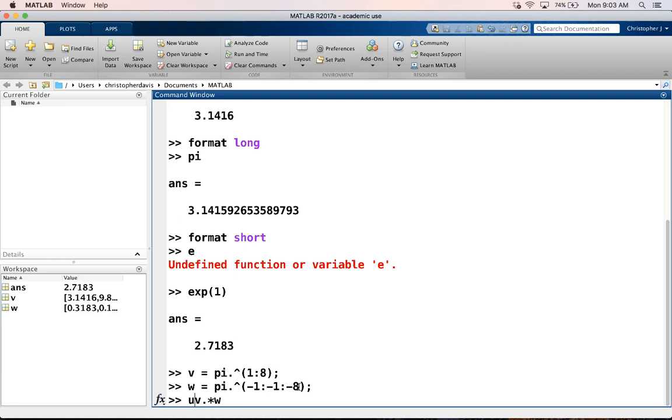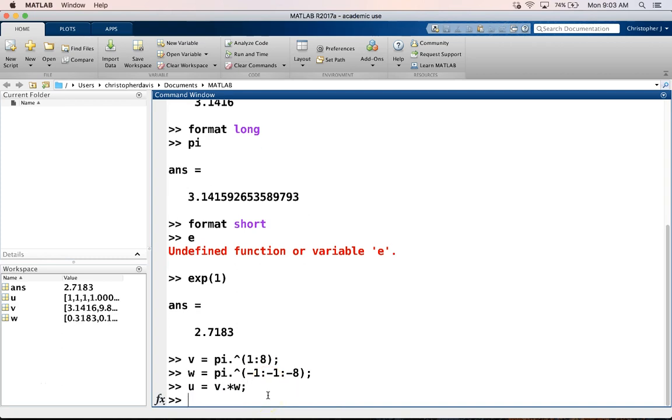And let me name this vector u. And again, I'm going to not print it to the screen by putting a semicolon after it. Okay, so what have I done? I've done pi to the first times 1 over pi, pi to the second times 1 over pi squared, pi to the cubed times 1 over pi cubed.